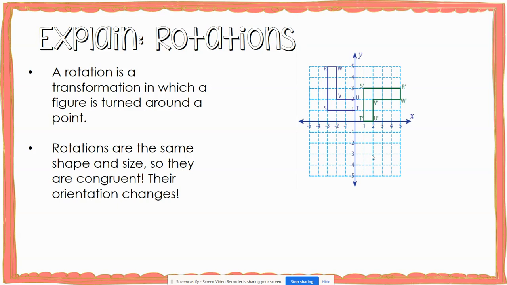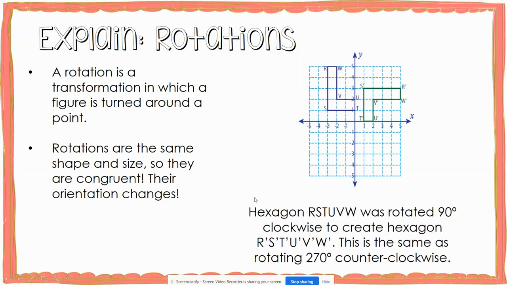Now in this figure, you can see that our shape has rotated or turned, and it looks like it's rotated exactly 90 degrees to end up right here. So we would say that hexagon, we know it's a hexagon because there are 6 sides, hexagon RSTUVW was rotated 90 degrees clockwise to create hexagon R prime, S prime, T prime, U prime, V prime, W prime. This is the same as rotating 270 degrees counterclockwise.